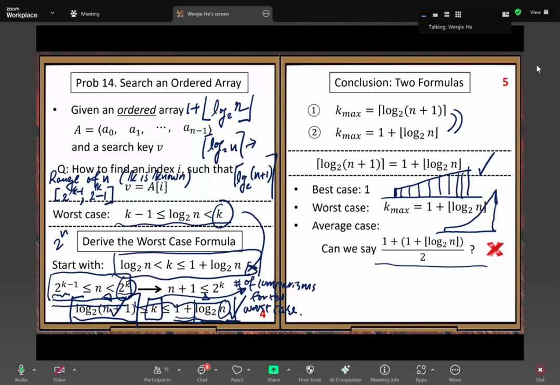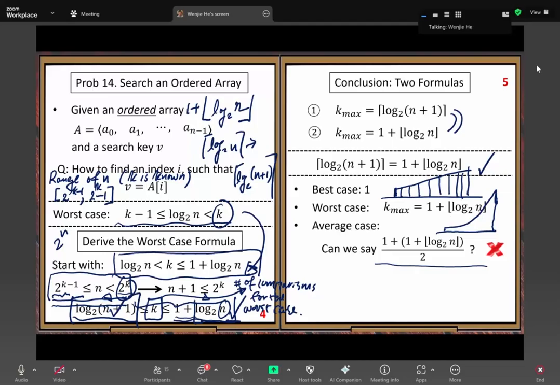In that case, you cannot take the average case like that. You cannot, right? All right. So for the average case, if I use a diagram to show what the average case is, in this curve situation, what is the average case?